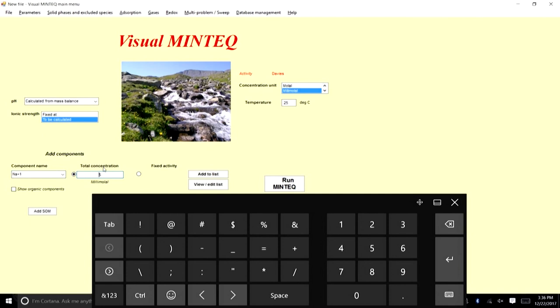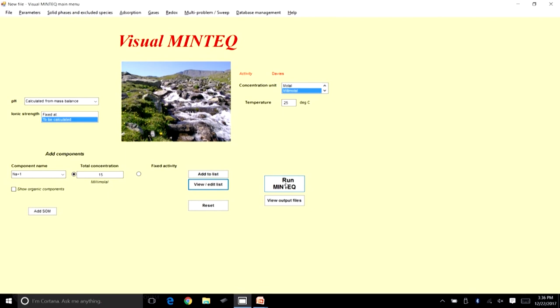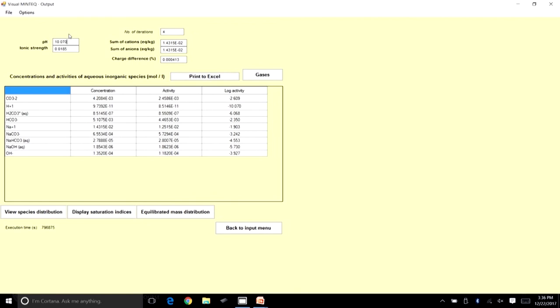So let me confirm that all the three are the relevant concentrations that we want. So the three components were H at 5 millimolar, CO3 at 10 and Na total at 15, right. So we are on the right track. And I am going to go back to the main menu and run MINTEQ. And so obviously the pH is now nearer to the pK value of 10.2 or 10.3. So that is something we are fine with, and we see that we have different concentrations here, right. And one reason why the pH might be slightly off is that the ionic strength is relatively high. So that is going to affect your particular concentrations, and that is what you see here, I guess. 4.2 here and 2.4 here and so on.